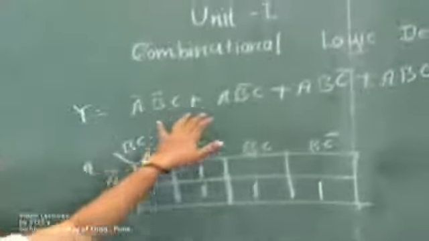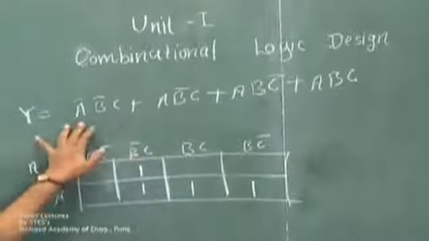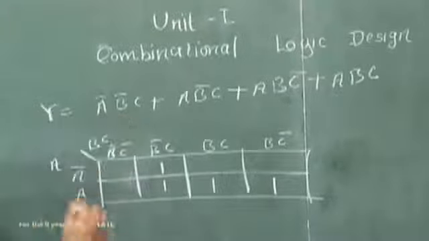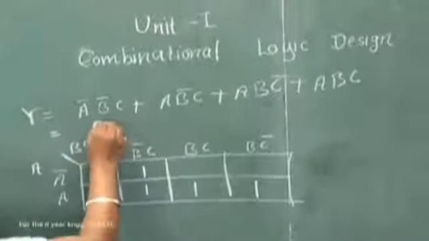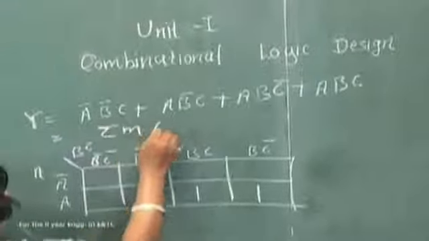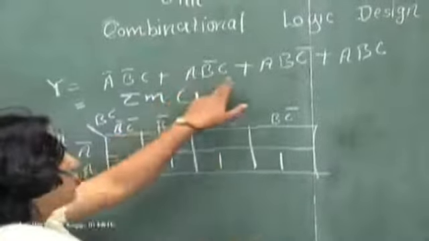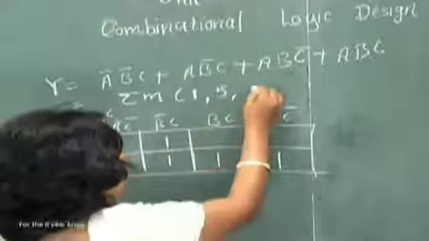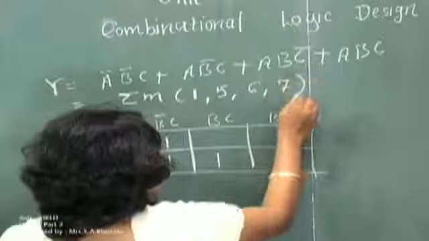Instead of writing this entire equation, we have already studied the min terms and max terms. This is the standard SOP form, so this equation again can be written using min terms. See how this equation will be written. It is nothing but 0, 0, 1, so I can write this equation using summation m. 0, 0, 1 is 1. A B bar C, that is 1, 0, 1, so it will become 5. This is 1, 1, 0, so this is nothing but 6. And A B C, that is 1, 1, 1, so this is nothing but 7.